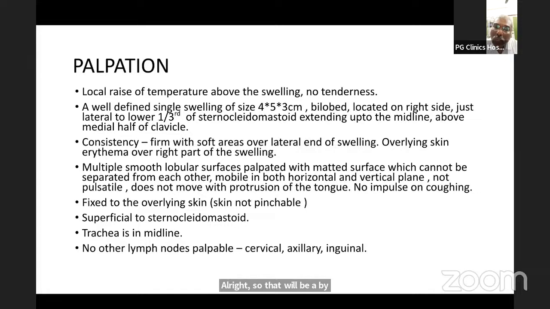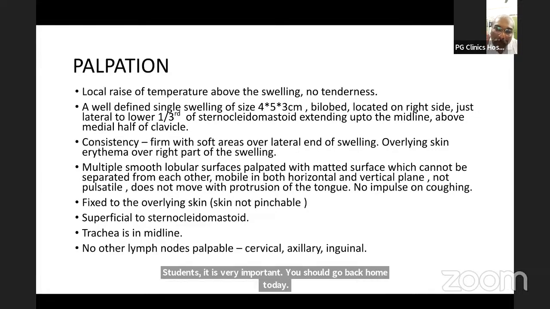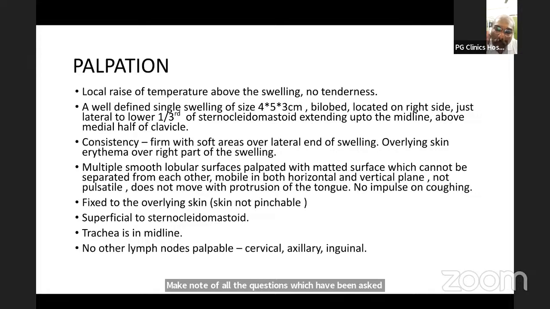I thank Pooja and Professor Hitesh for permitting her to present here. And I'm sure all the students, it's been quite some time since we had a discussion on TB cervical adenitis. A lot of basics were brought in by the senior faculty here. Students, it is very important. You should go back home today and make note of all the questions which have been asked, because everything is a gem of a question. It can be your viva question, it can be your clinical session question in the final MS examination, or it can be your ward round question. Please go back and read the basics.